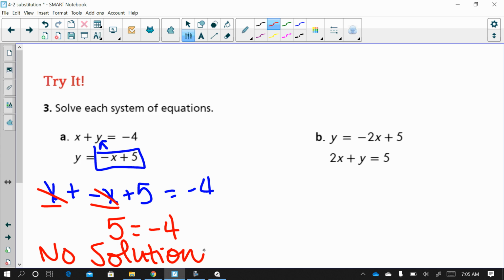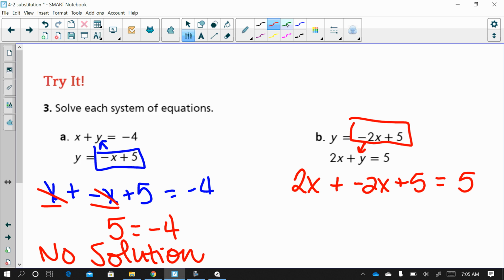Okay, please pause the video, try letter B. Okay, letter B, I know y equals negative 2x plus 5, so I'm going to plug that in for y. So 2x plus, instead of writing y, I'm going to write negative 2x plus 5 equals 5. Combine our like terms, 2x plus a negative 2x, let's just cancel. 5 equals 5, which means infinite solutions.